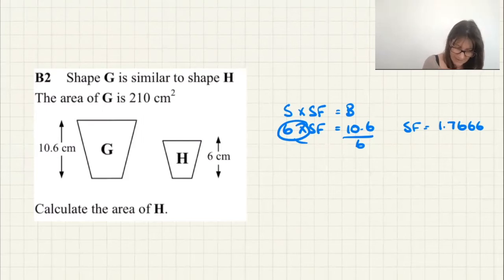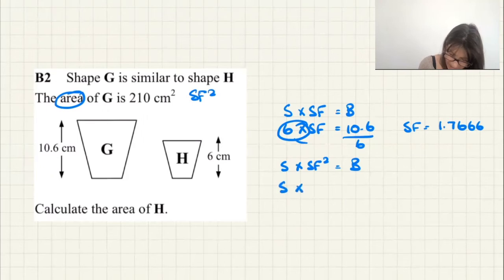So this is about area. So it's going to be scale factor squared. So I've got my small, which will be times by my scale factor squared to make my big. My small is what I don't know, times by my scale factor, which is 10.6/6, all squared. And that would equal G, which is 210.